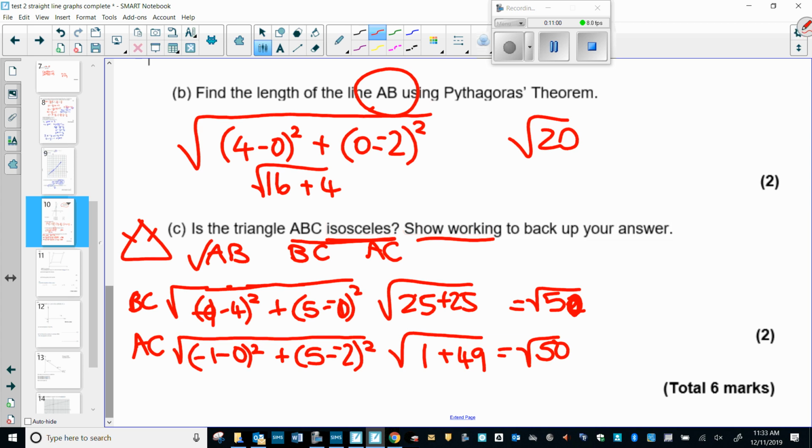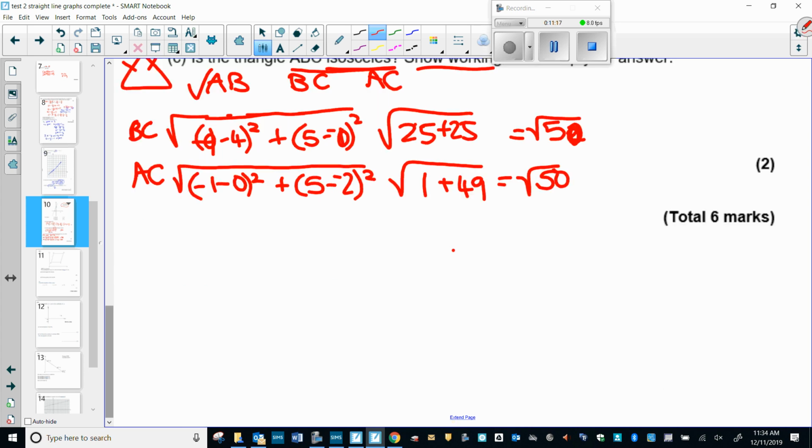So, having done this, we've now got root 50, root 50. So it seems we can say it's an isosceles triangle, but we must add on the fact that AB is not the same value. Otherwise it could be equilateral, exactly.